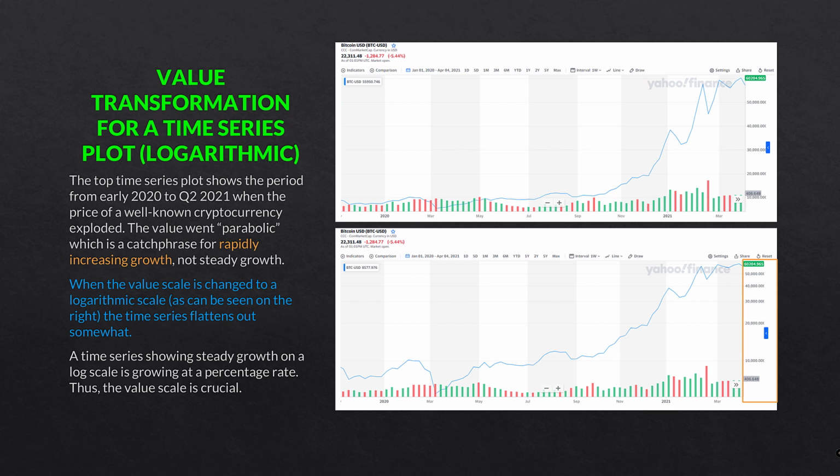So a linear graph on a log scale is actually a percentage growth, either up or down or some other direction. The characteristics of the value scale, or the level, and any transformations that are being done are crucial to understanding and interpreting whatever we're trying to get across in our time series plot.